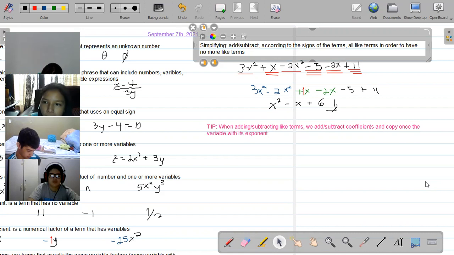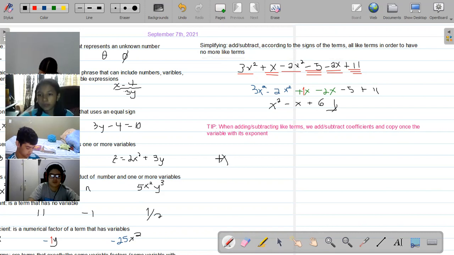Yes? Okay, now I'm going to give you another example of the simplification when it is not an addition, okay? For example, this is another example. We have 7 parentheses t minus 4.